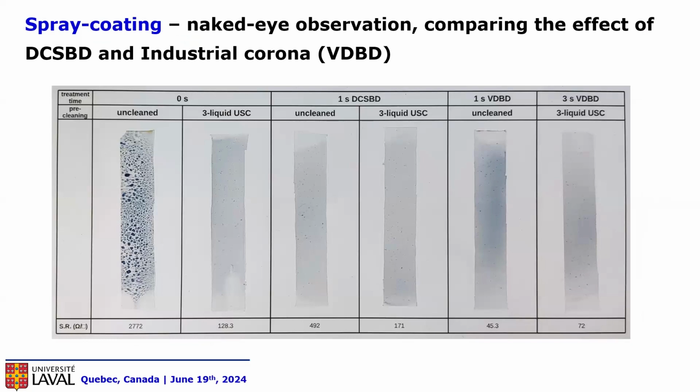This is not spin coating, but this coating was prepared by spray coating. And again, you can see the comparison between the plasma treatment by coplanar and industrial corona or volume DBD. It is possible to see by naked eye that for samples which were not treated, the spraying was not possible, because you see the droplets of the solution, and the plasma treatment was helpful for preparing a better coating.